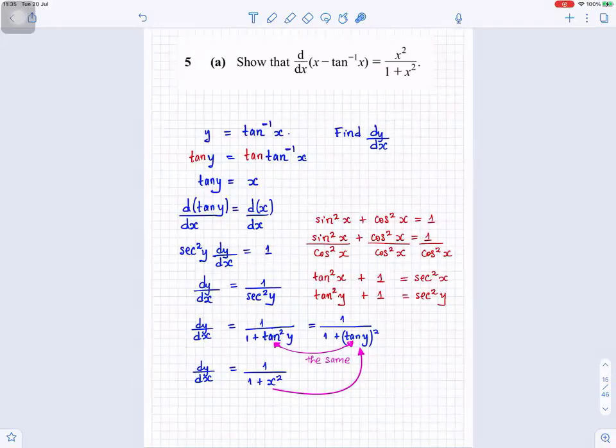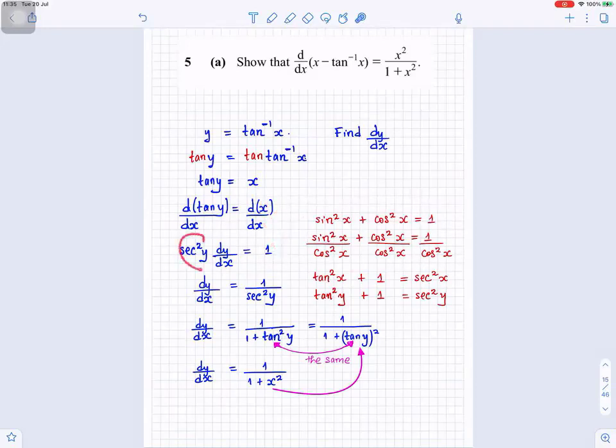To show that, we can use y equals inverse tan x. So tan y, put tangent in front. tan y equals tangent of inverse tan x. Tangent and inverse tan x will cancel, so you just get x. So tan y equals x. Differential of tan y over dx is equal to differential of x over dx. When you differentiate tan y, you get sec squared y, and then you put dy over dx. Differentiate x with respect to x, you get 1.